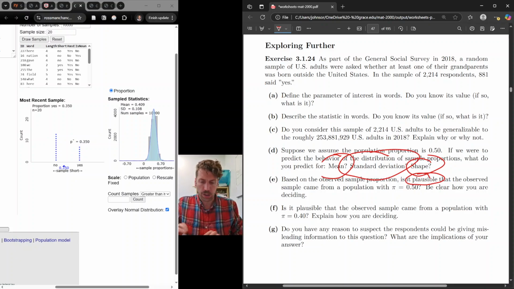So here, okay. Yeah, so you should be looking at the bell curve basically for that question. All right, and then do you have any reason to suspect respondents could be giving misleading information to this question? Okay, use your wisdom, your common sense, your knowledge of what's going on in the news to answer that question. All right, that completes this section.